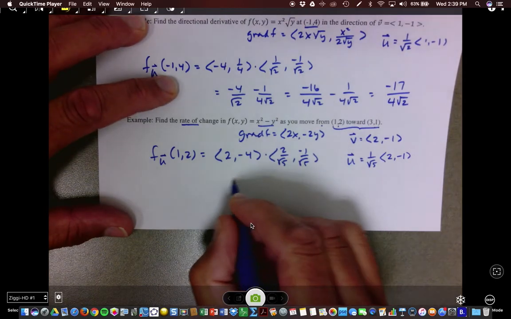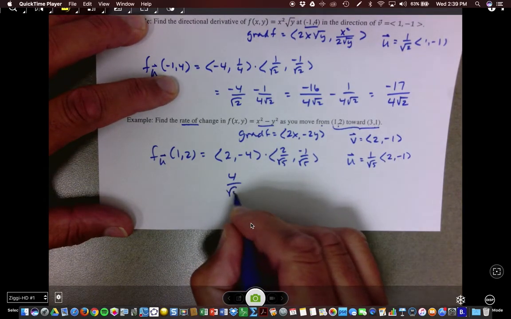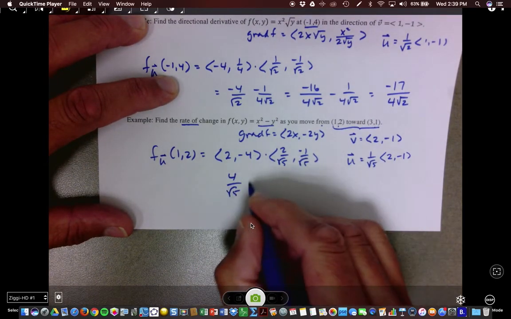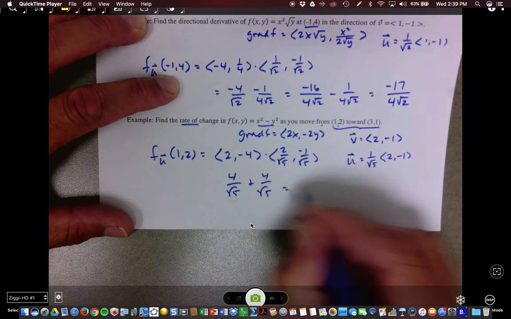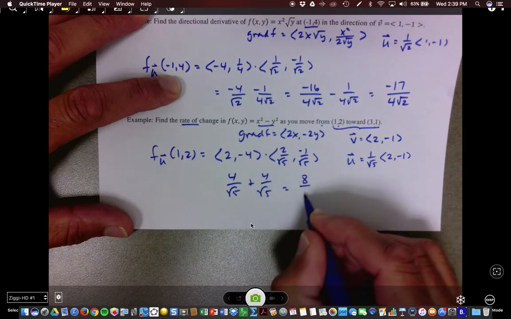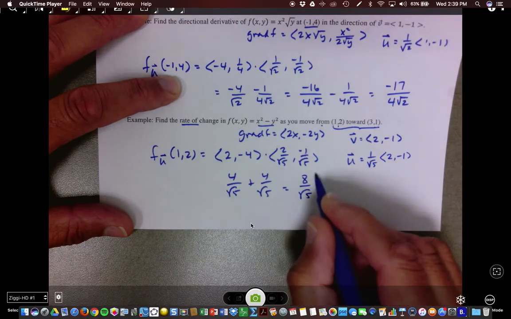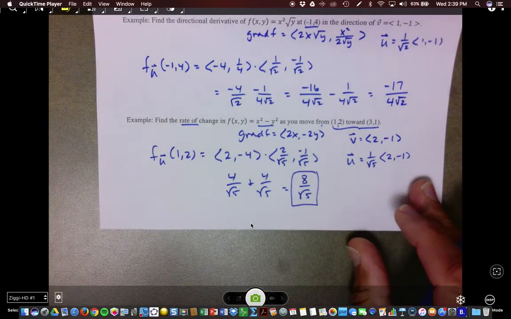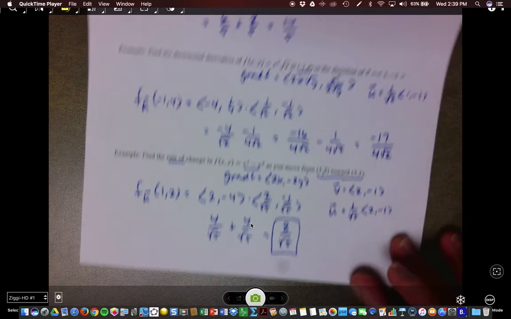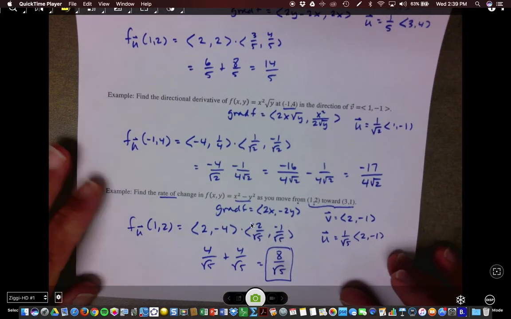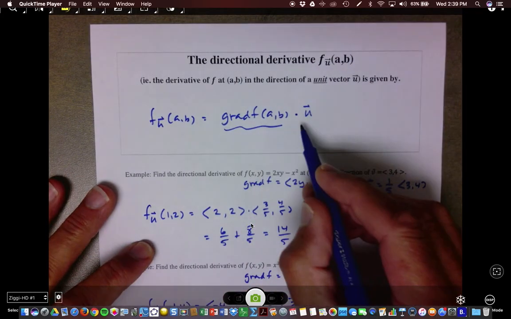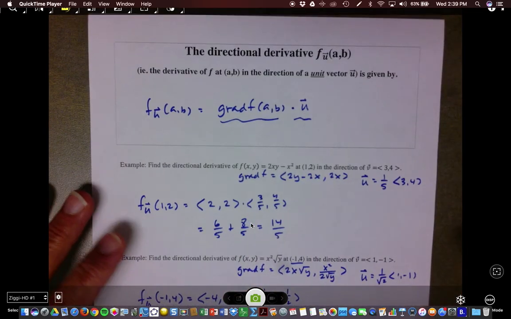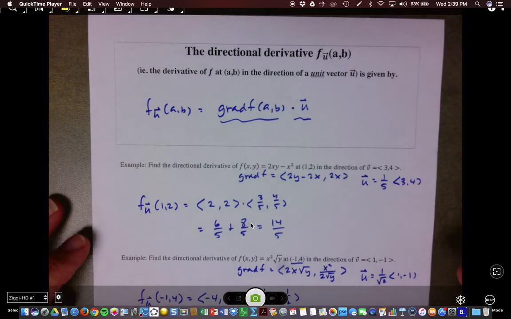Taking the dot product, we'll have 4 over root 5 and then plus 4 over root 5. And my answer is 8 over the square root of 5. This is the rate of change in that direction. Okay, so to find the directional derivative, there's a nice formula: you just take the dot product of the gradient with a unit vector that is in the direction that you're trying to travel.